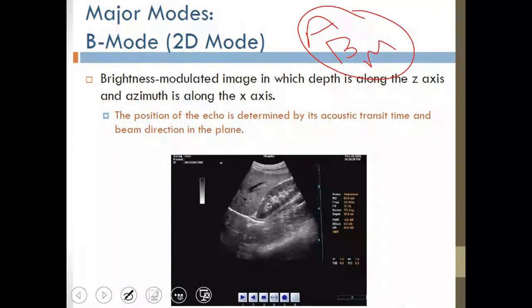M mode is motion. Mobile phones, which are essential in our daily lives, have transformed the way we communicate, providing instant connectivity and access to information.